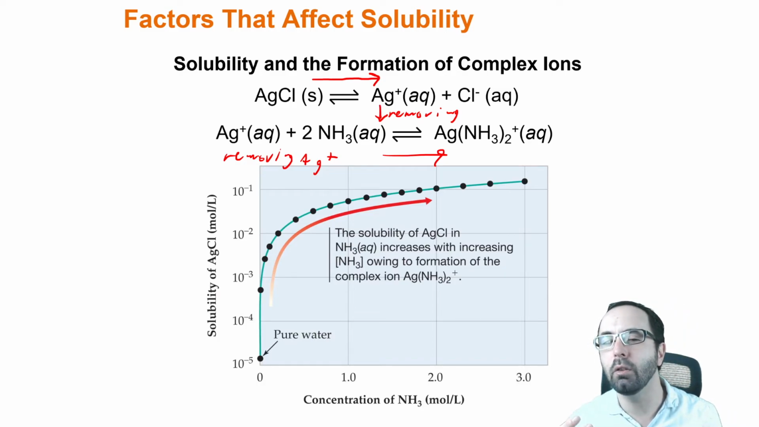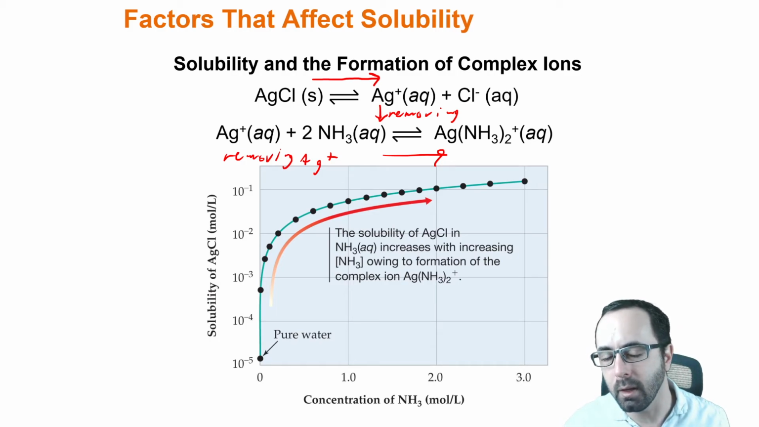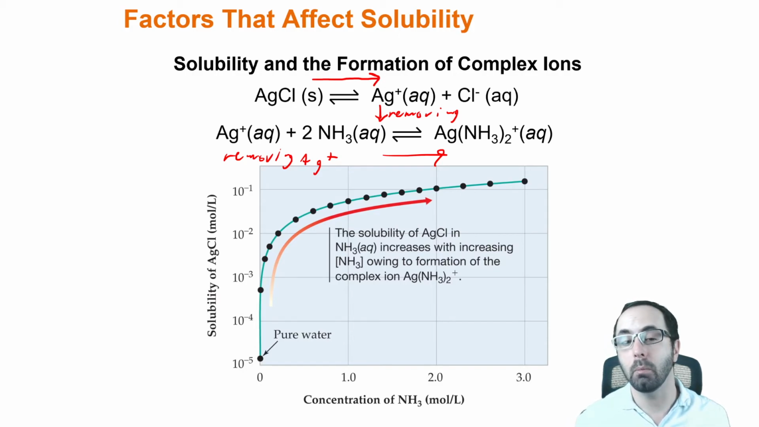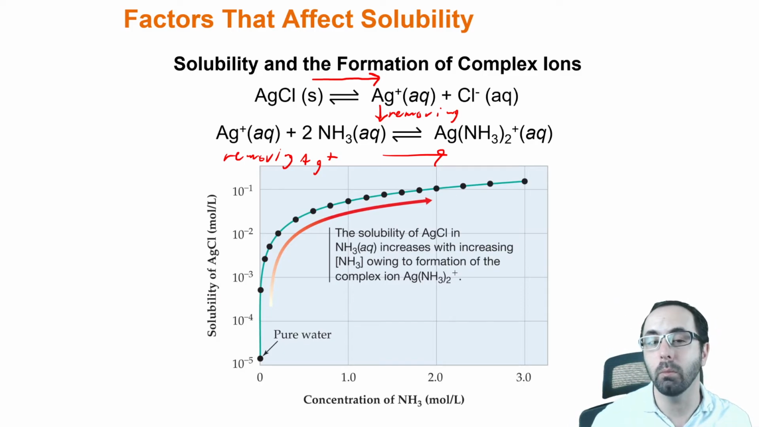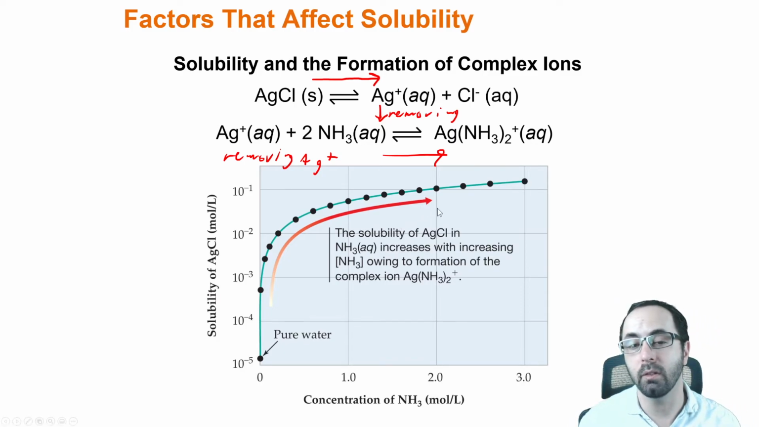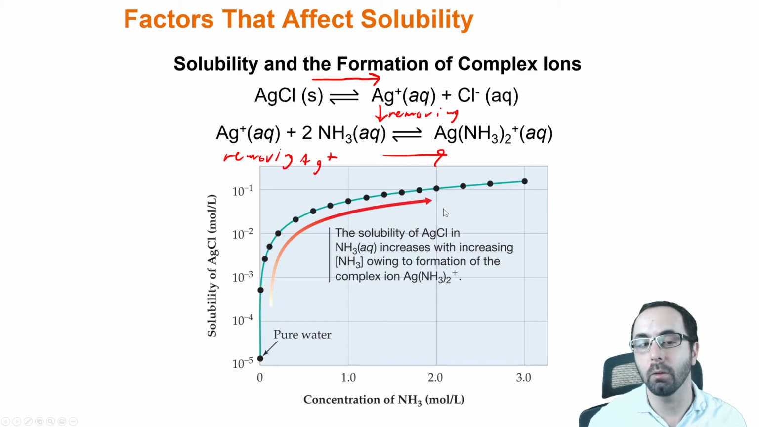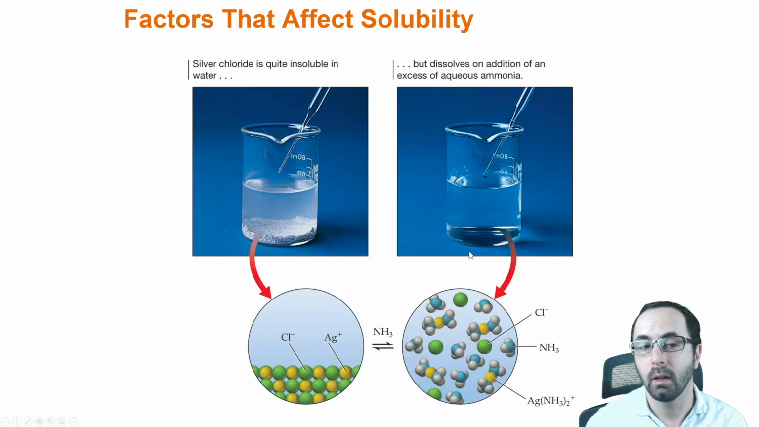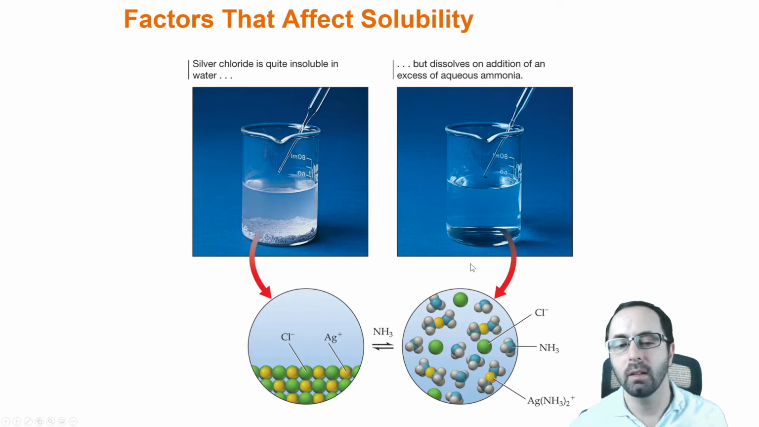But I do expect you to understand conceptually why adding a ligand would increase the solubility of a transition metal ion. And often that ligand may be hydroxide. So for many transition metal ions, it will increase the solubility. Adding hydroxide will increase solubility because it will behave like a ligand until it produces an insoluble hydroxide.